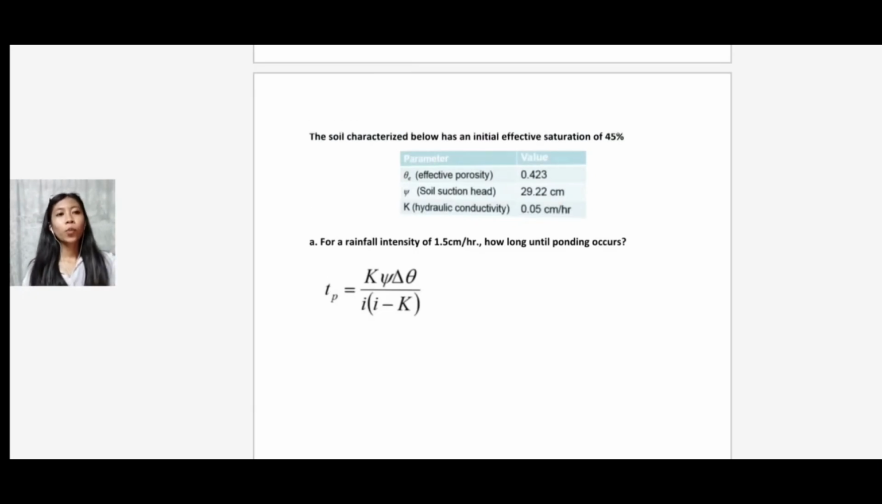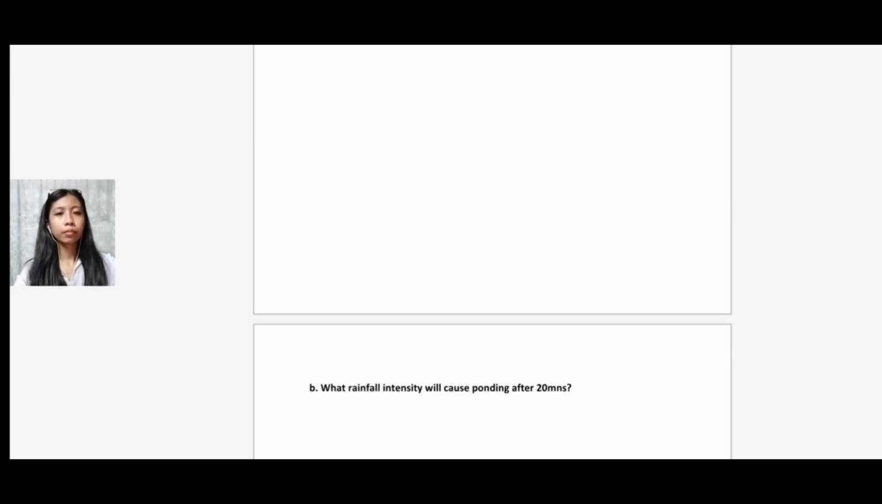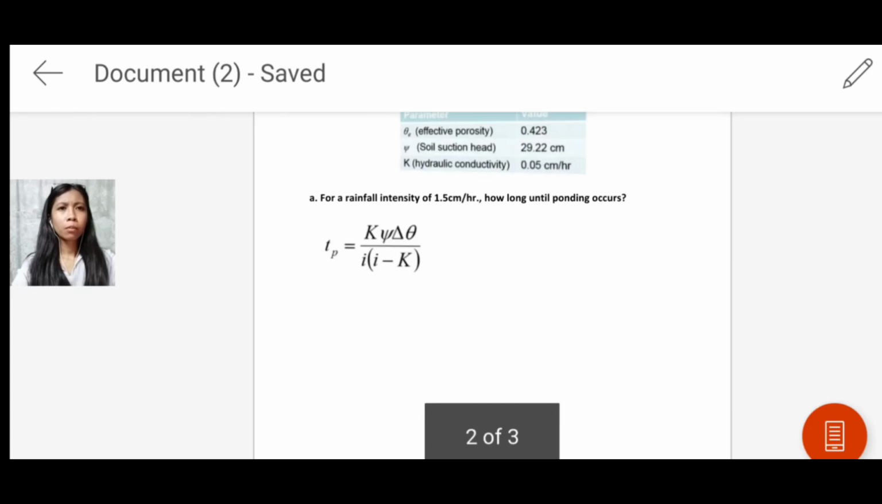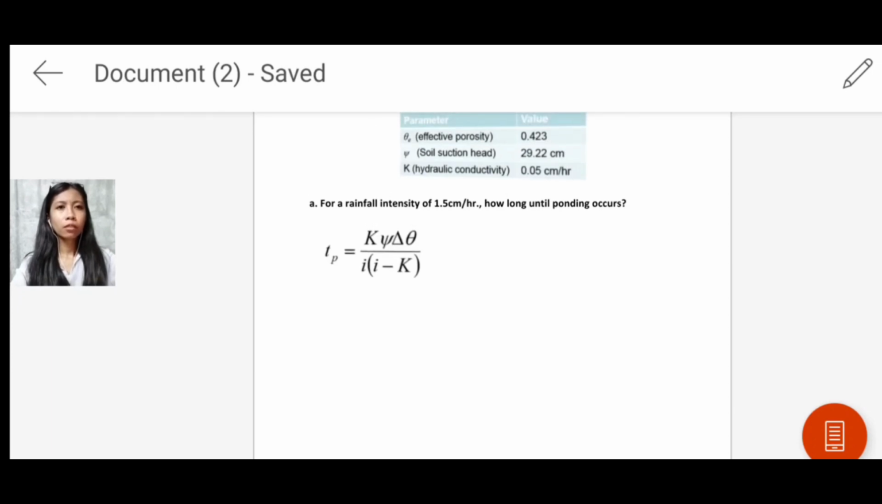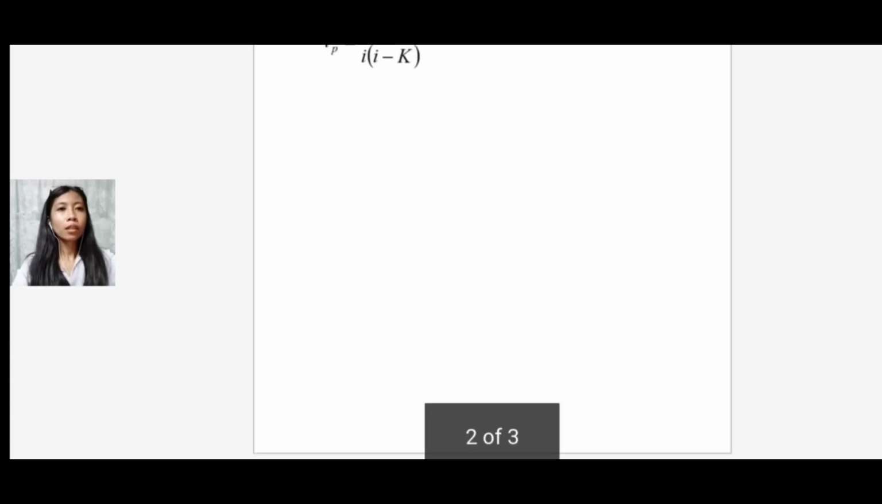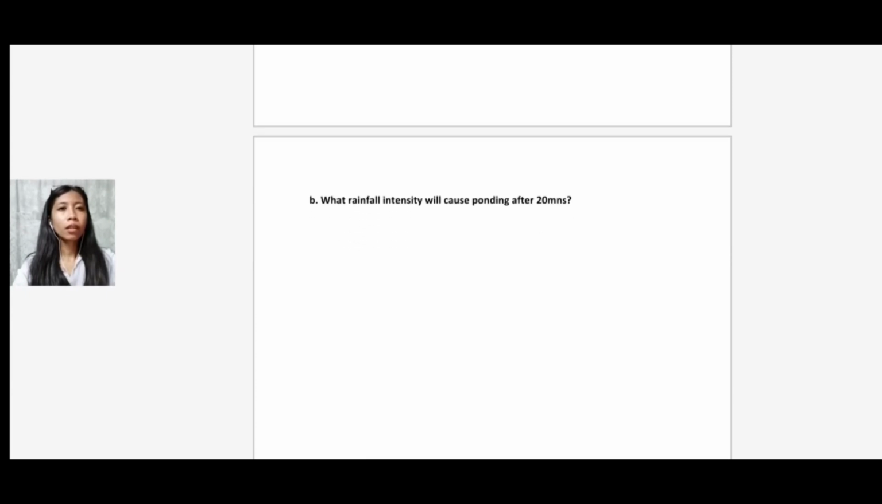So let us then now proceed to the next problem. In here, what rainfall intensity will cause ponding after 20 minutes? So i-compare natin sa previous problem. From this problem, given yung rainfall intensity, nahanapin natin kung kailan mag-start yung ponding. While in this second problem, yung ponding time daw mag-start after 20 minutes.